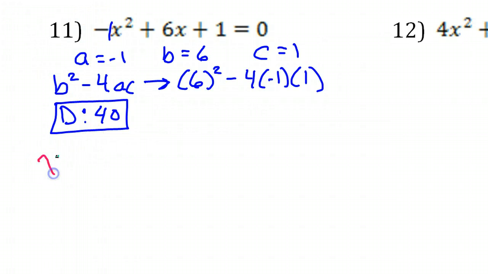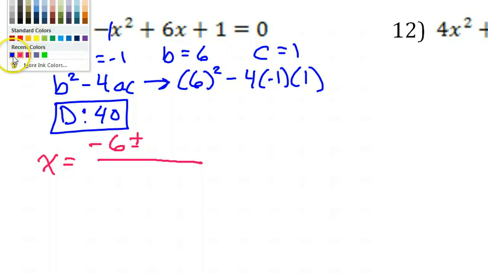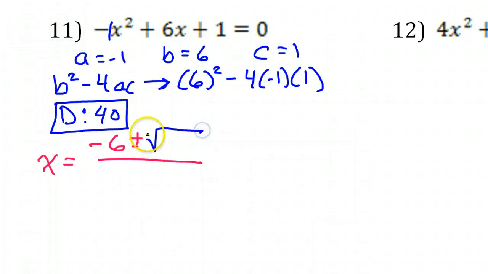Okay, so the quadratic formula says in a situation like this, x is equal to the opposite of b, so that's negative 6, plus or minus the square root of b squared minus 4ac. Well, we just already did that, so I can just put 40, all over 2a. Well, a is negative 1, so 2a would be negative 2. So all we really have to do is simplify this.